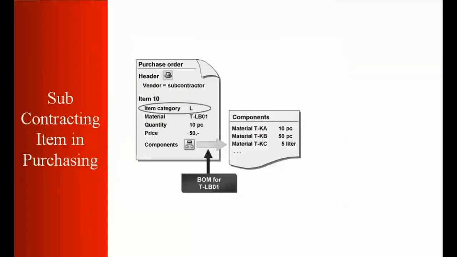Let's start with creating a subcontracting purchase order. The point to be noted is that whenever you create a purchase order, the only difference for the system to recognize it as a subcontracting purchase order is that you will make the item category as L. So let me do the practicals here.